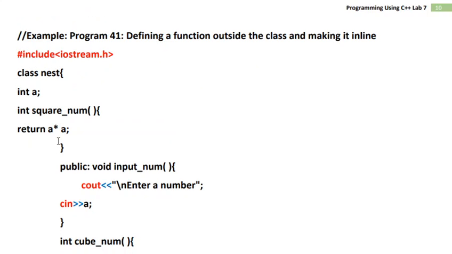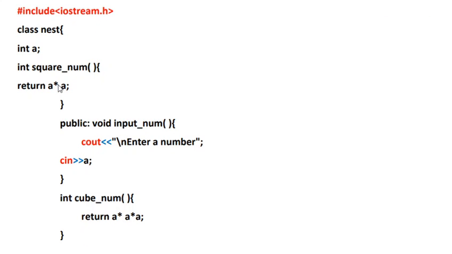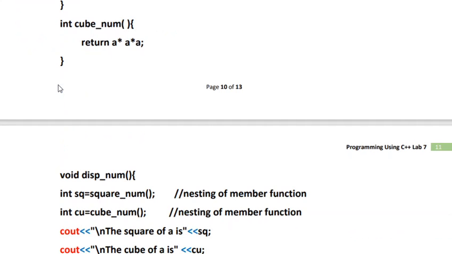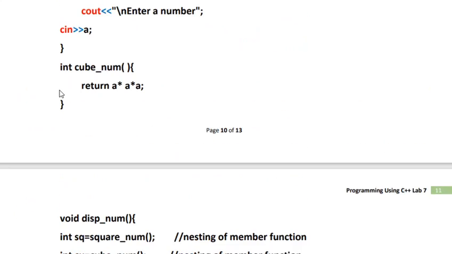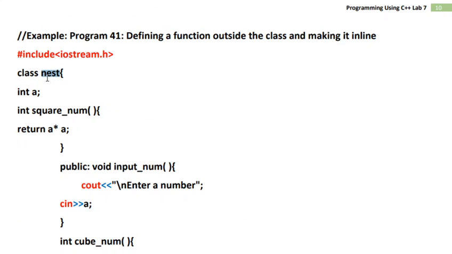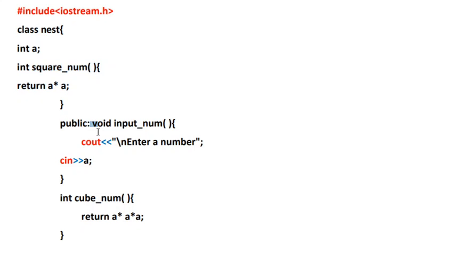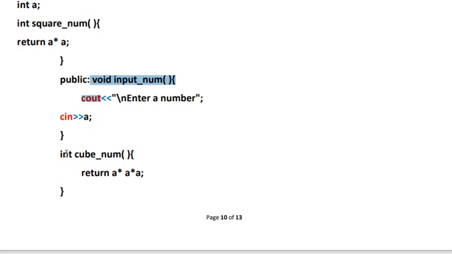So here, this is the next program. See, there's a typo error right here. This is a particular function that is capable of creating nesting. This is a very simple program that is capable of creating nesting of functions. You see here, I have a class called nest, and I have a data member a, and a member function square num. Square num is capable of returning the square of the number, and I have a public function input num and a public function cube num.